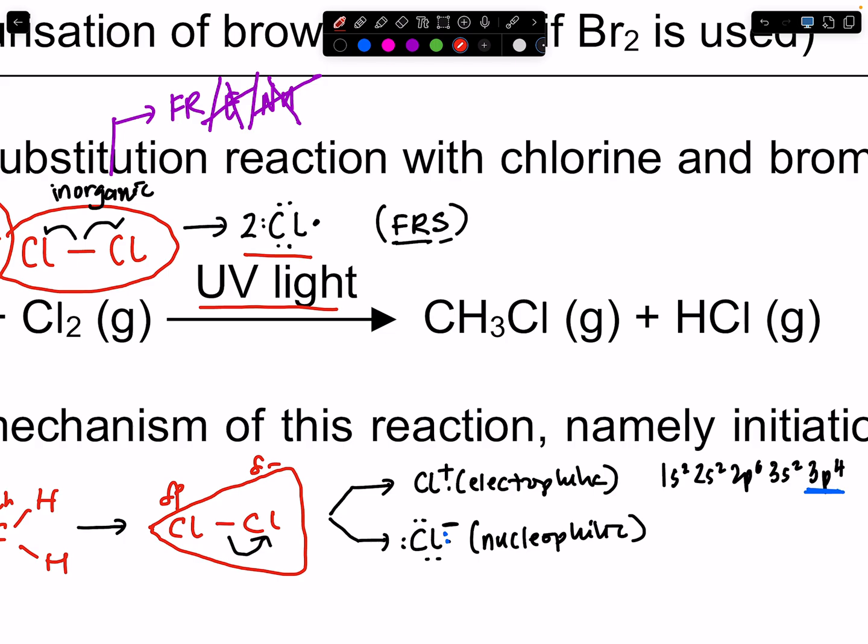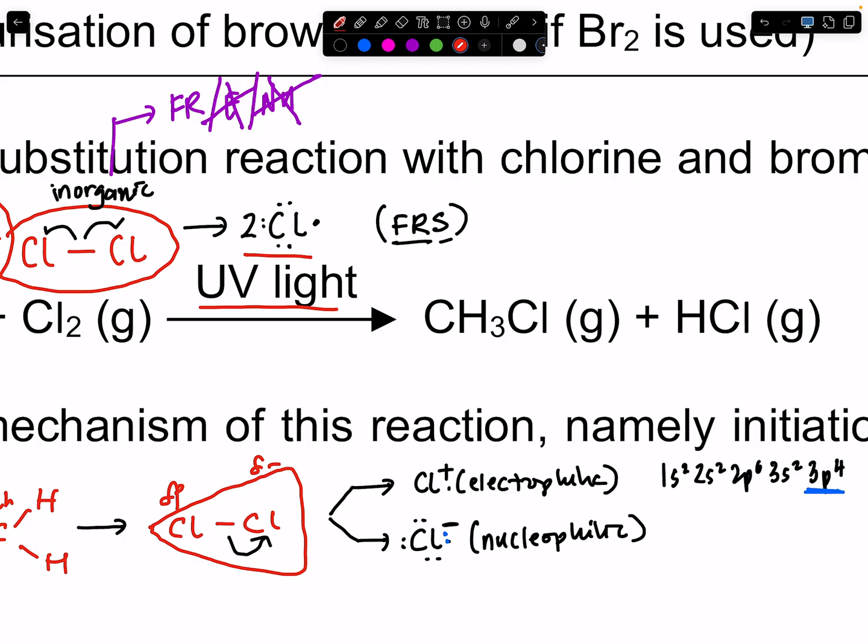Wait, so homo fission is when they break up? Yeah. They break up and each atom receives 1 electron. That's homo. Then hetero is, they break up, one species receives absolutely nothing, and the other species receives 2 electrons.